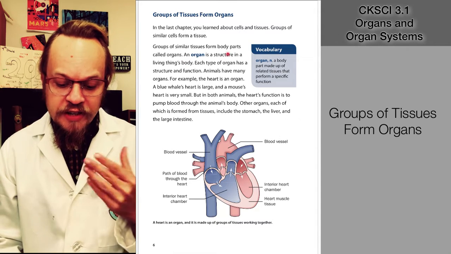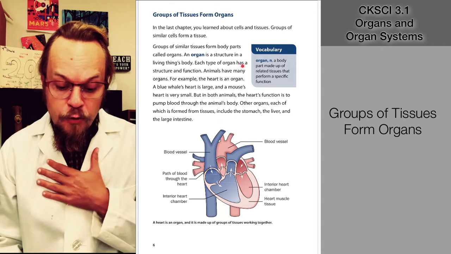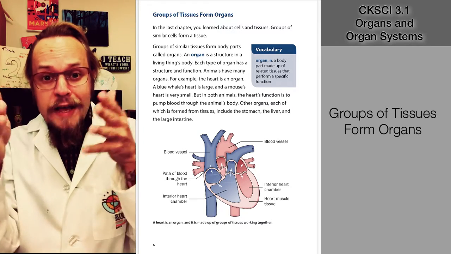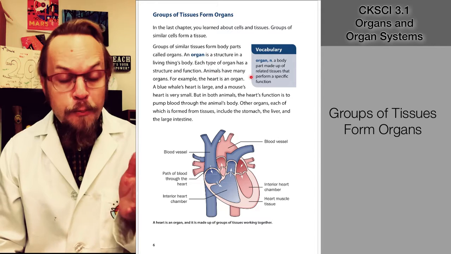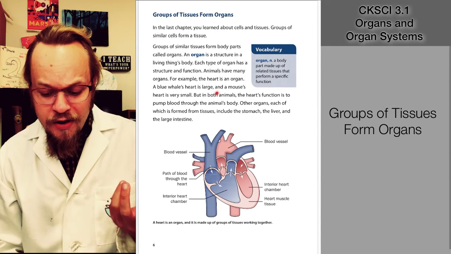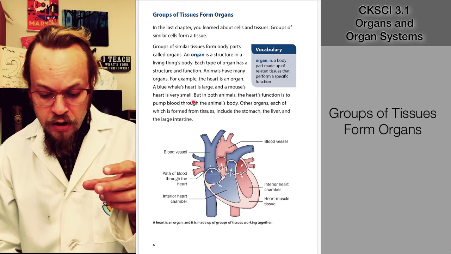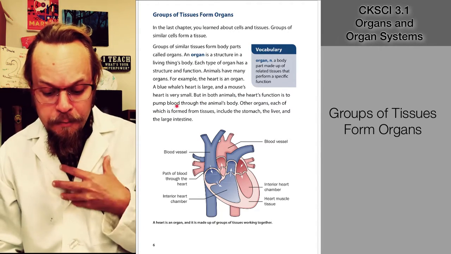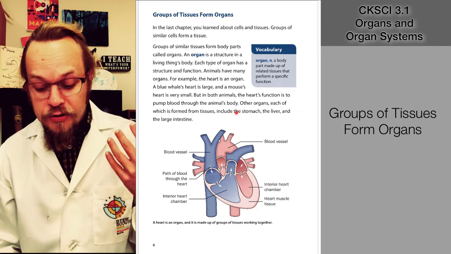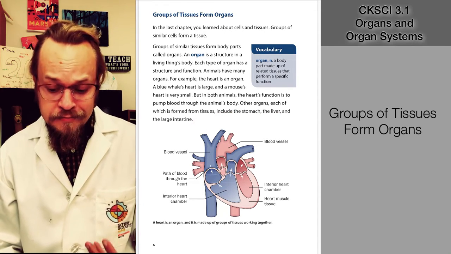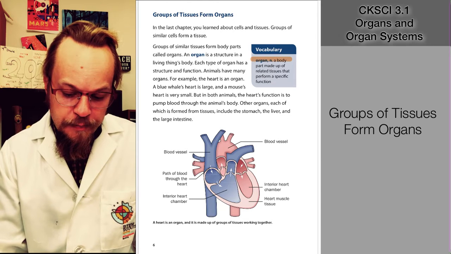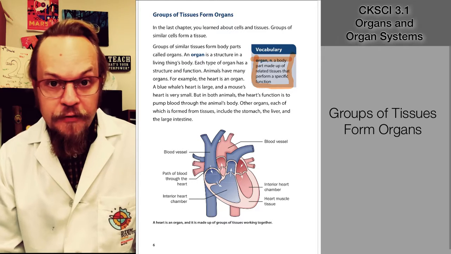An organ is a structure in a living thing's body. Each type of organ has a structure and a function. It's shaped in a certain way to do a certain task. Animals have many organs. For example, the heart is an organ. A blue whale's heart is so large, and a mouse's heart is very small. But in both animals, the heart's function is to pump blood through the animal's body. Other organs, each of which is formed from tissues, include your stomach, the liver, and large intestine. So an organ is a body part made up of related tissues that perform a specific function.